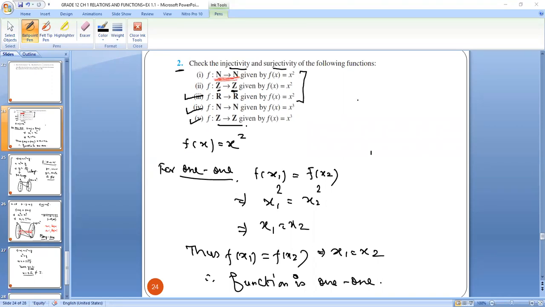Yes, ma'am. Okay, thank you, ma'am. Practice the questions. All the questions I have taken from the NCERT book only. I'm teaching from NCERT only because the online book is also available. It will be easy for you if you do not have any book at home.